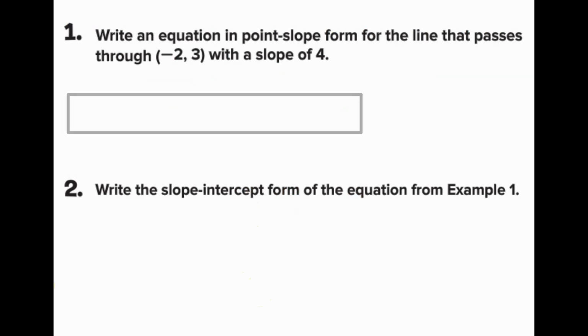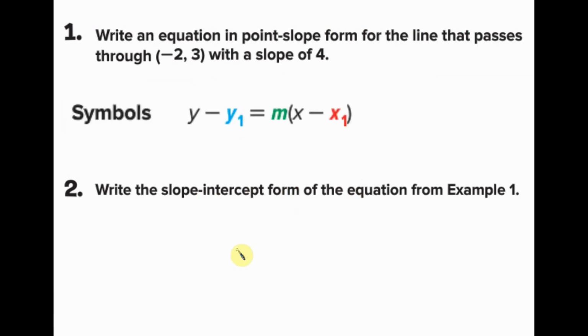Write an equation in point-slope form for the line that passes through -2, 3 with a slope of 4. Since the point-slope form is y minus y1 equals m times x minus x1, you're going to find three numbers that can be replaced in each section over here. The first thing is, when you have a slope of 4, the slope can be written as m. So now I'm going to replace m with 4.